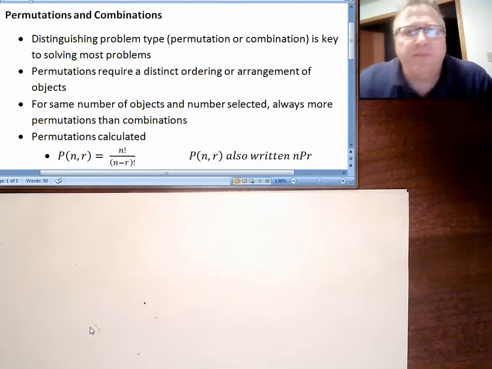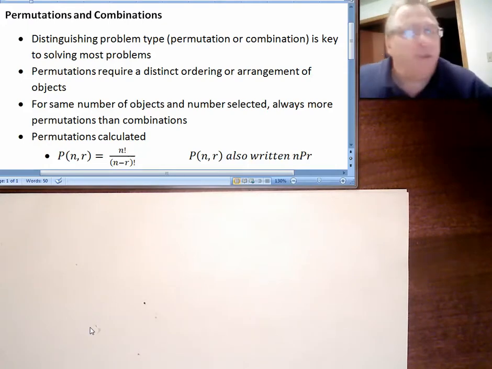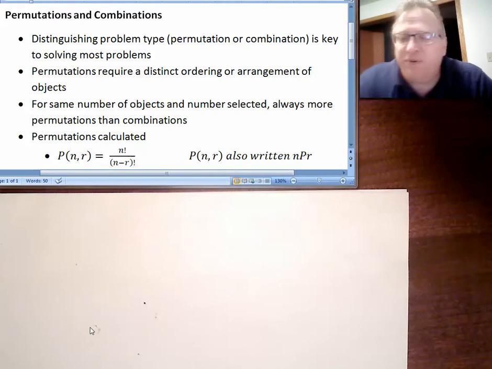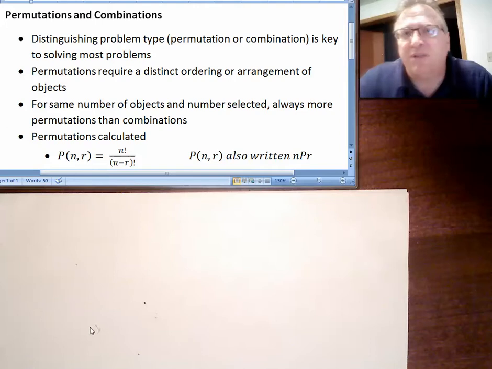Another item that helps me determine what type of problem I need occasionally is that I remember for the same set size and the same number of objects that we're selecting, you're always going to have many more permutations than you do combinations. Okay, how do we calculate permutations?